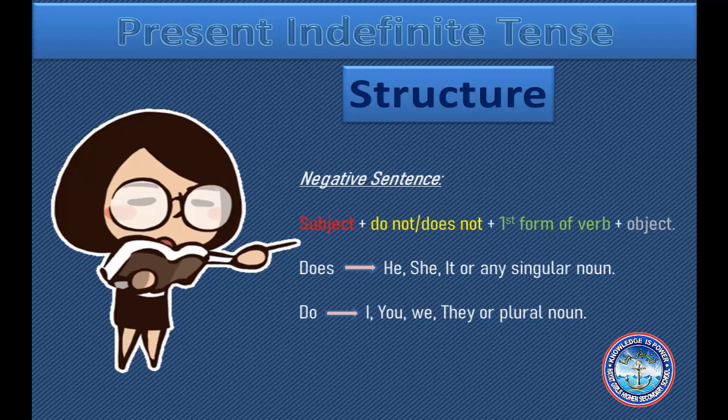Subject plus do not or does not, plus first form of verb, plus object. Here we are going to use do not and does not to negate the statement. Let's have a glance at where to use does and do. Does is used with pronouns he, she, it, or any singular noun. Do is used with pronouns I, you, we, they, or a plural noun.